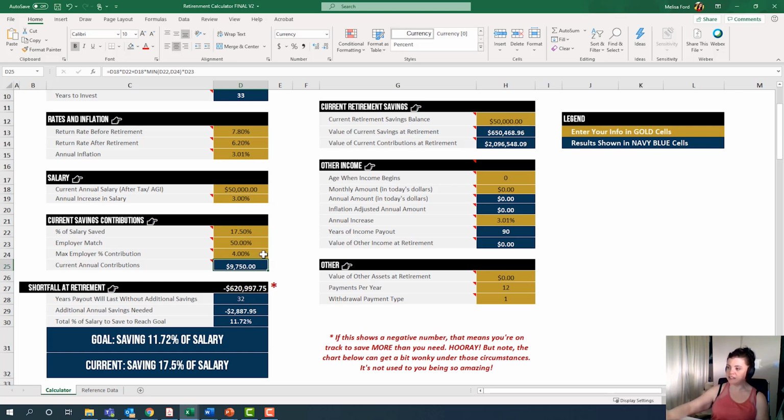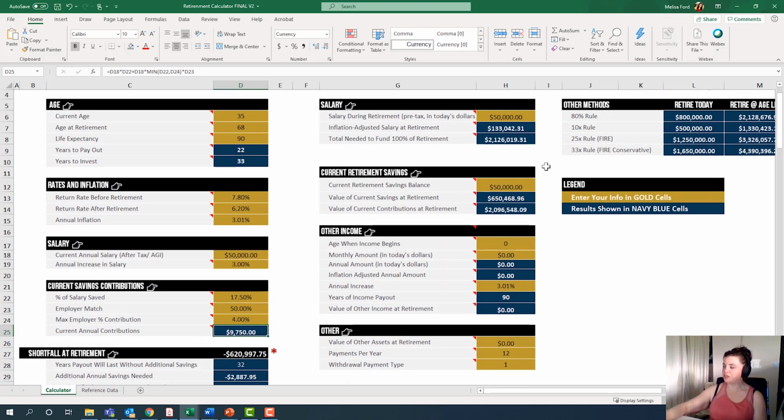Now, keep in mind that while you're using this calculator, there are gold cells and navy blue cells. I have a little legend over here that says to enter your information into gold cells, and that results are shown in the navy blue cells. So as you go through, just make sure you're not trying to write new information into these blue cells, or it might screw up the spreadsheet a little bit. This is our result here, so I'm going to skip that for now and show you how to continue to fill this out.